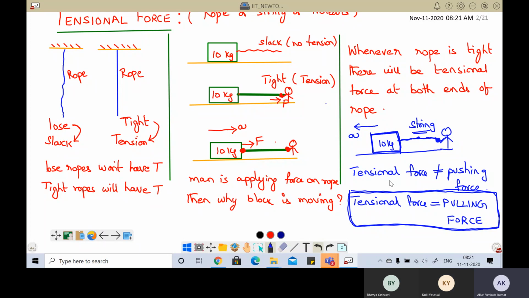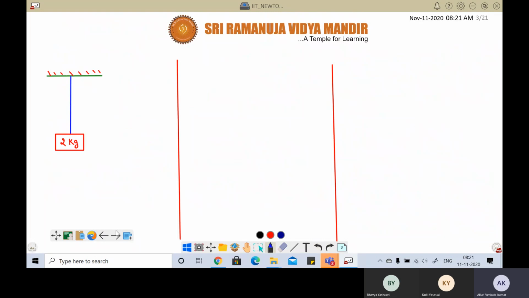Whereas here tensional force is a pulling force. So that means with the help of tensional force, you can pull, correct or not? Okay. Are you understanding? So the tensional force is a pulling force. Okay. Now let us see the next one.